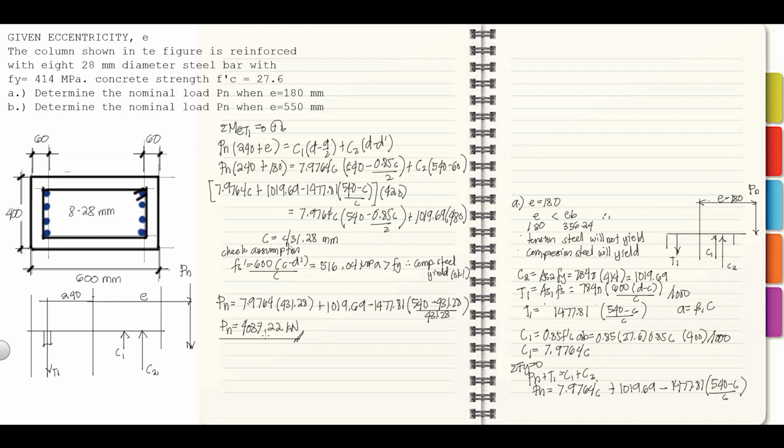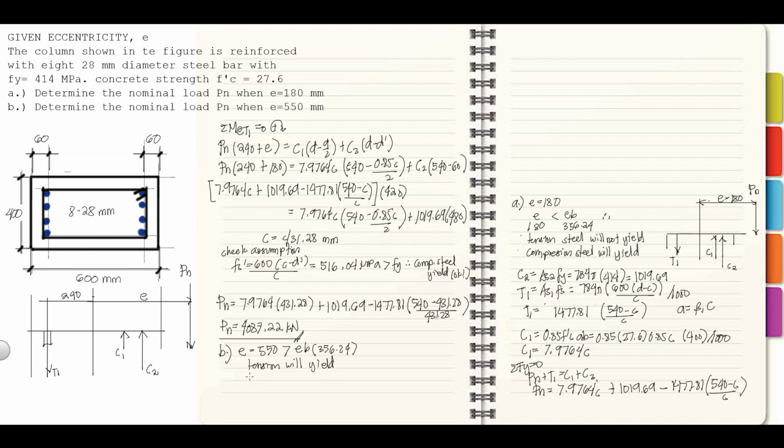Alright. So next, letter B. So letter B natin, ang e na binigay is 550. So your e, 550, is greater than the e balance which is 356.24. Okay, mas malaki na sa e balance. So therefore, okay, the tension steel will yield. Okay? And then yung compression steel may or may not yield.